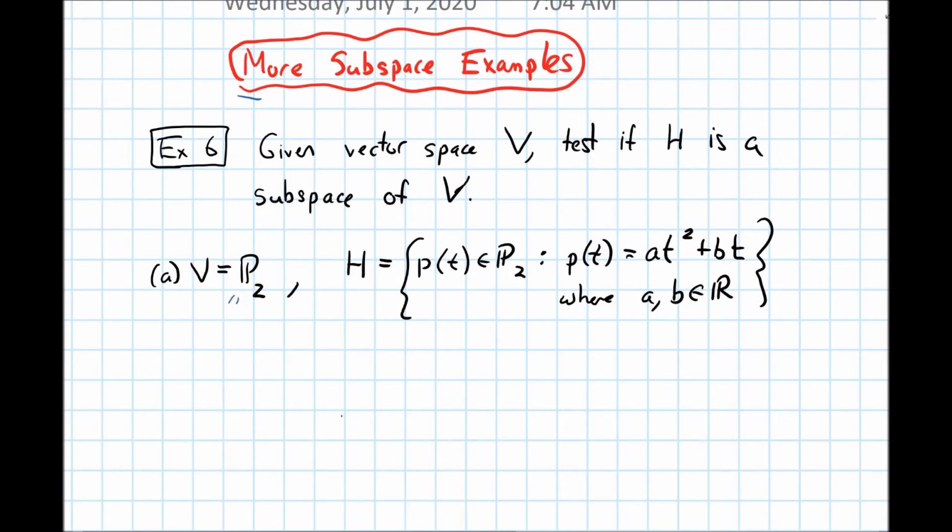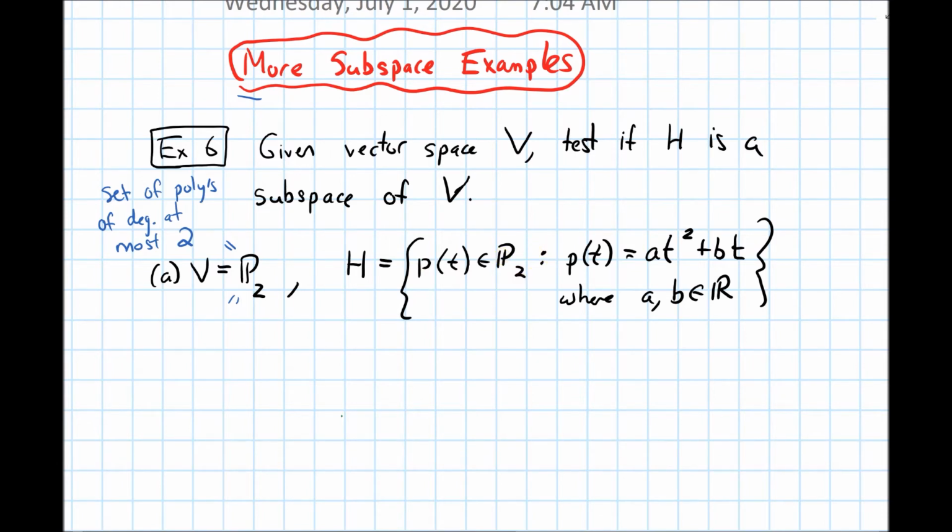So remember, actually let's write it up here. This is the set of polynomials of degree at most 2. Degree at most 2. That's what this notation means. And H is the set of P of t that are in P2. So this is polynomials in P2, polynomials that have degree at most 2.